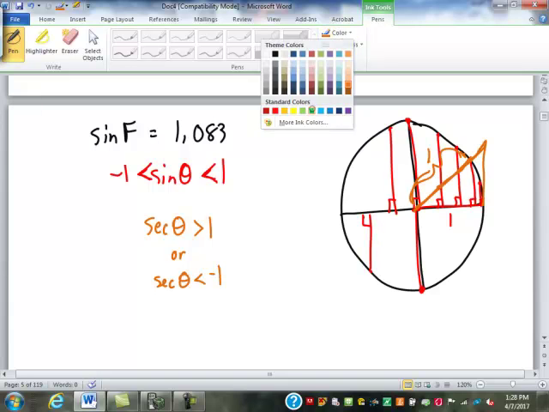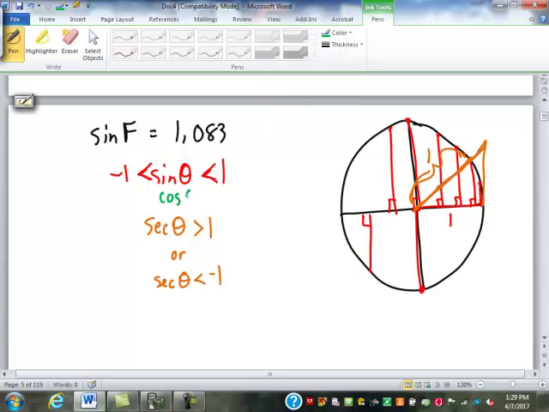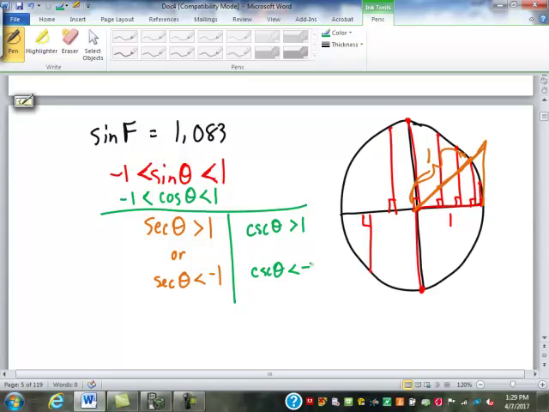Now, because of the relationship between sine and cosine, it implies that cosine has the same relationship as sine does. Cosine is just going side to side instead of up and down. Cosine is always going to be between negative 1 and positive 1. Cosecant is always either greater than 1 or less than negative 1. Now, technically, I probably should have put greater than or equal to, less than or equal to, because it is possible for one of these functions to equal exactly negative 1 or exactly positive 1.